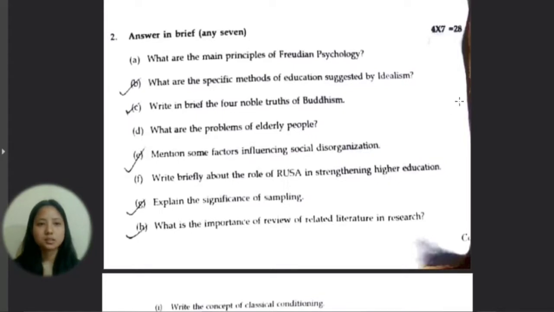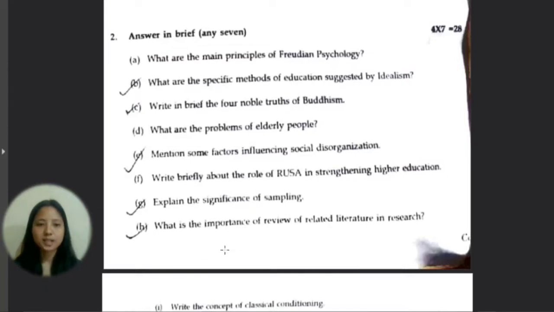So here the first question is, what are the main principles of Freudian psychology? And the next is, what are the specific methods of education suggested by idealism? Next is, write in brief the 4 noble truths of Buddhism. And the next is, what are the problems of elderly people? And the next is, mention some factors influencing social disorganization. Next is, write briefly about the role of RUSA in strengthening higher education. And the next is, explain the significance of sampling.